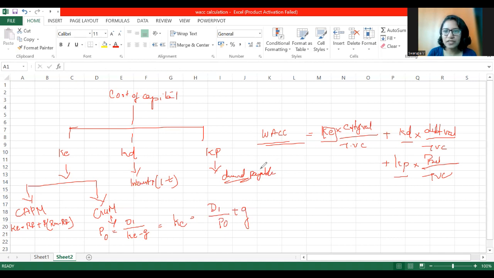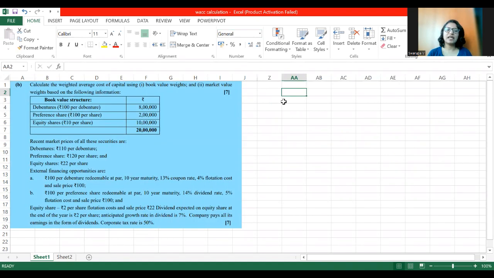Now we will go to the question. So this question is to calculate WACC and they have given us the details to calculate all the costs, KE, KD and KP, and then apply it based on book value weights and market value weights and calculate what is the WACC or the weighted average cost of capital. So first we will calculate KE.